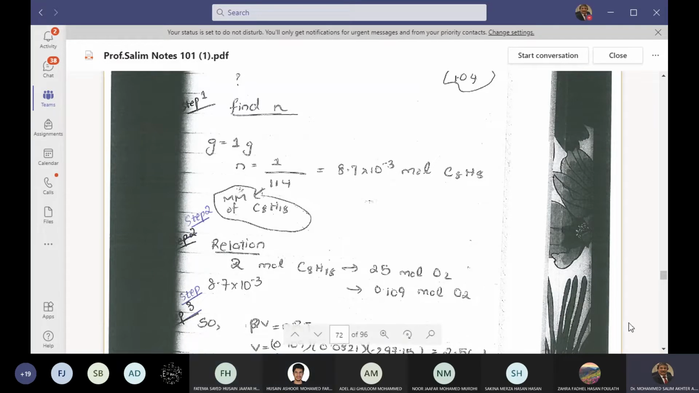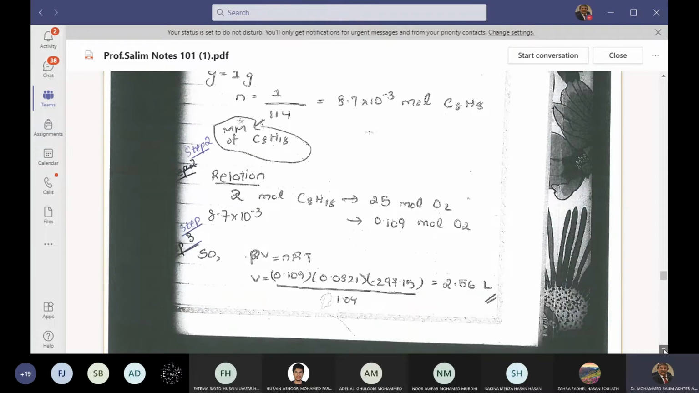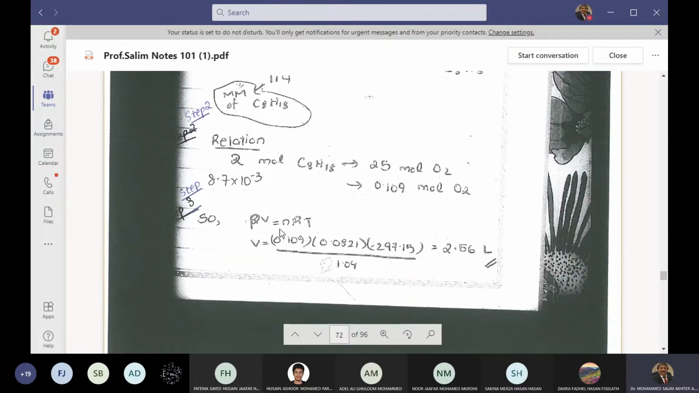Now it will make my life easier. PV is equal to nRT. I want to find volume, so V equals nRT over P. I know n, I know R, I know T, and I know the pressure, 1.04 atm. Is this the correct number? Answer correct. Okay, my friend.